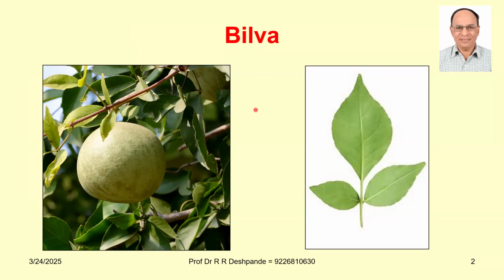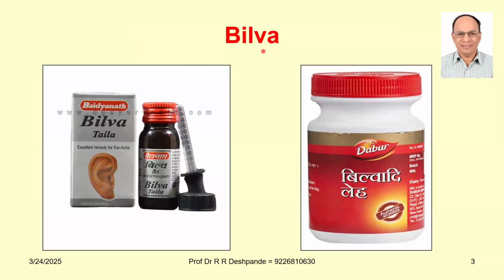But anyway, we are here to discuss only the medicinal plants or medicinal herbs and medicinal properties. So this is Bilva Patra and Bilva tree. The products available are here. Bilva Tail is available as ear drops. Can you see here? Excellent remedy for ear ache. And here, Bilva Leh. This is like a jam. Jam is also available. The links are given in the description.